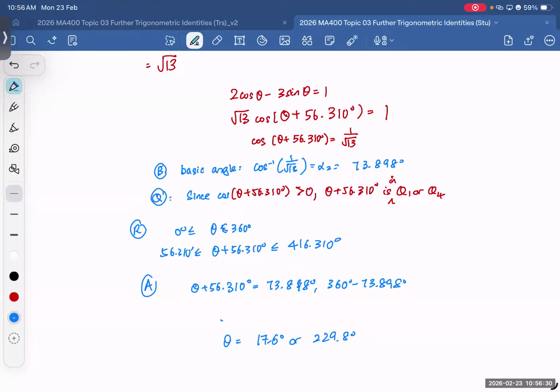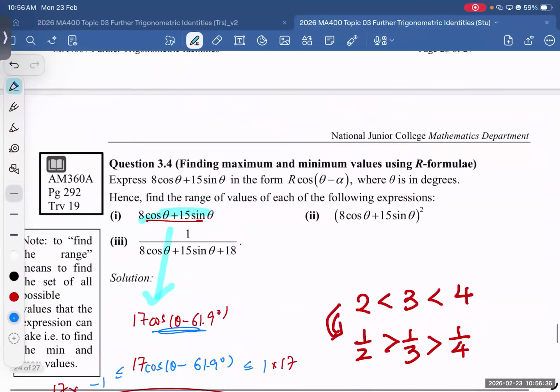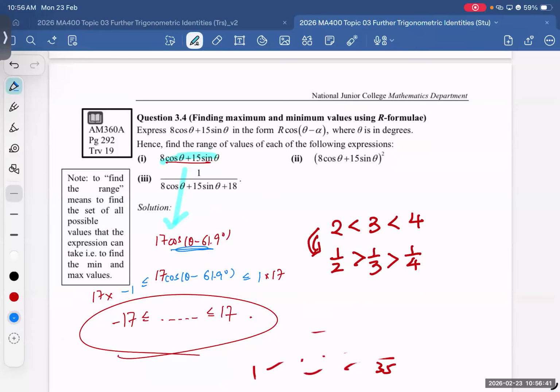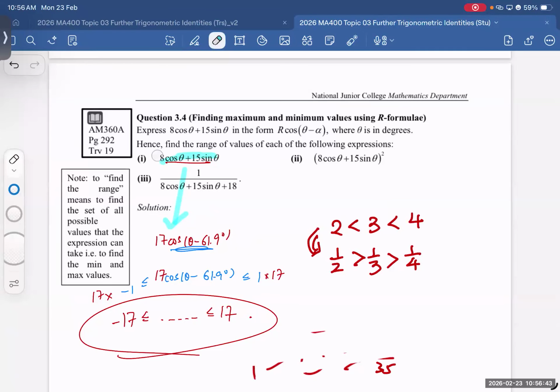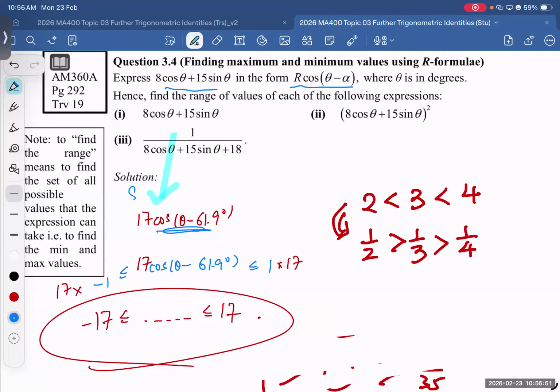Calling once, calling twice. Consider soap. Okay, next one. Question 3.4. Now I go to 3.4 first. Okay, 8 cos plus 15 sine in the form of r cos theta minus alpha. This is what I get. Okay, 8 cosine theta plus 15 sine theta is equal to this.